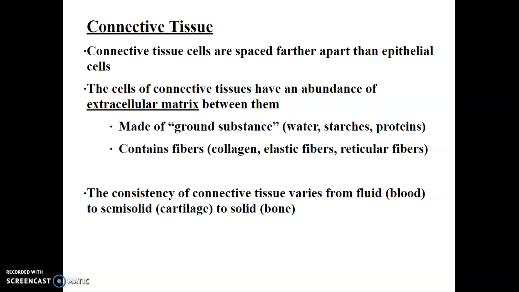The consistency of connective tissue goes all the way from fluid, which is blood. Blood's a connective tissue, into semi-solid, which is cartilage, which you've probably heard of before. We're going to look at it a little closer today. And then even bone, which is a solid substance.